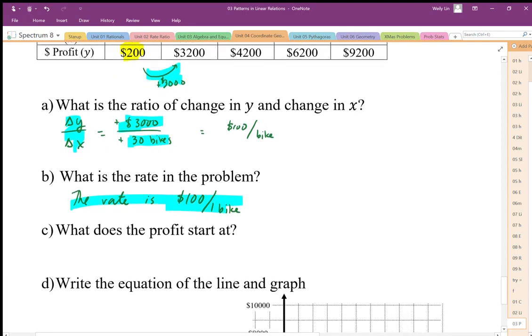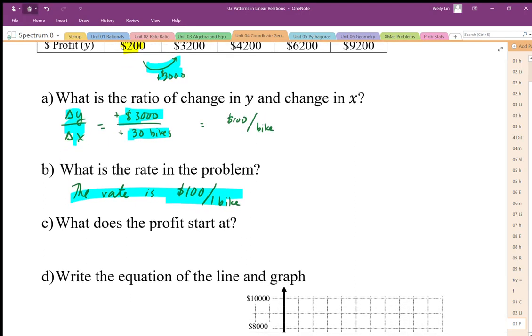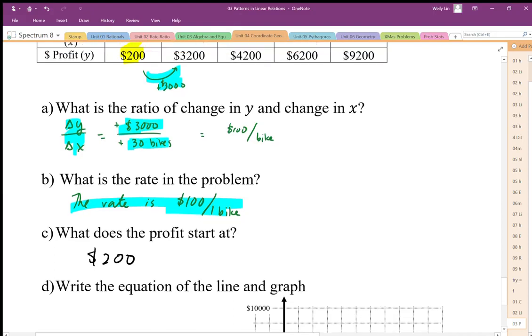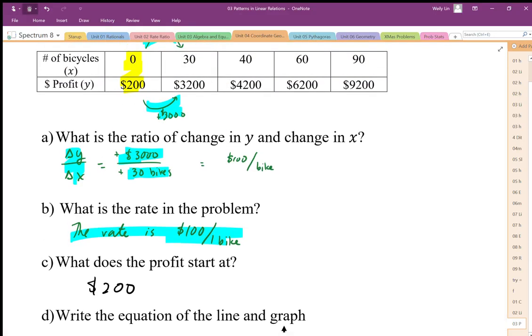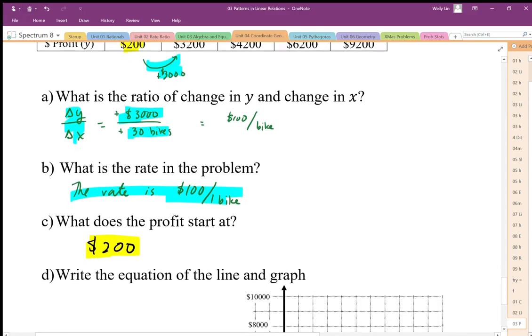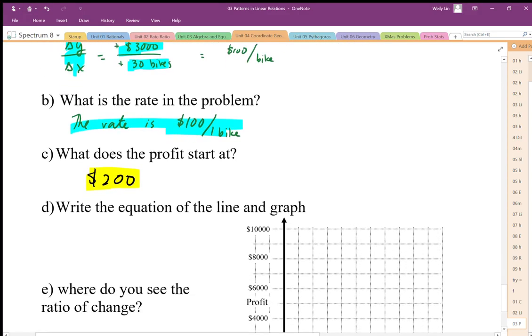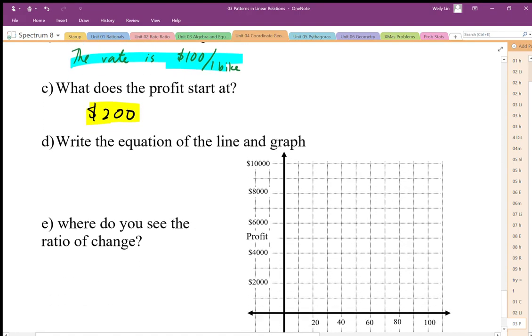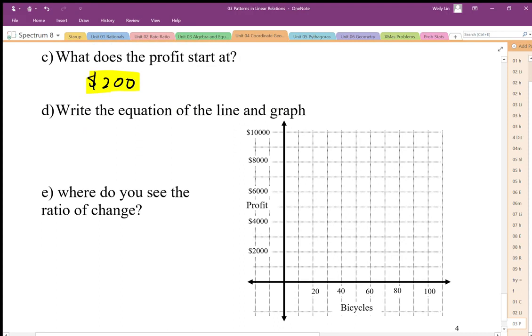Where does the profit start at? We start with a profit already of $200. That represents our starting point. So now that we have described the starting point and we know the rate at which it increases, we should be able to write an equation and graph this.